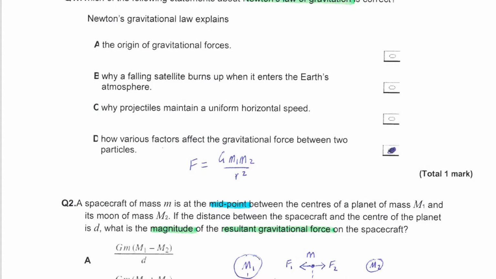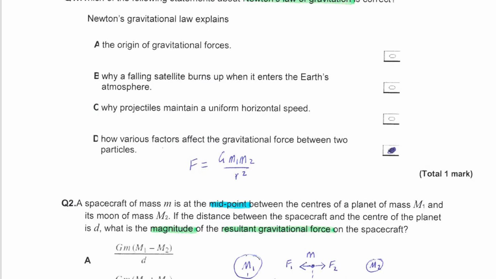Now, the law of gravitation is summarised using this equation, and here you can see that it explains how the gravitational force depends on the variables included in the equation. If you are asked to state this law, you should say that the gravitational force is proportional to the product of the masses and inversely proportional to their separation squared.